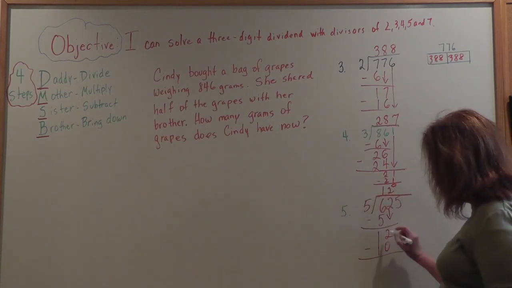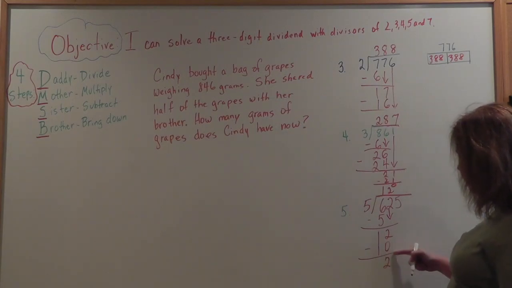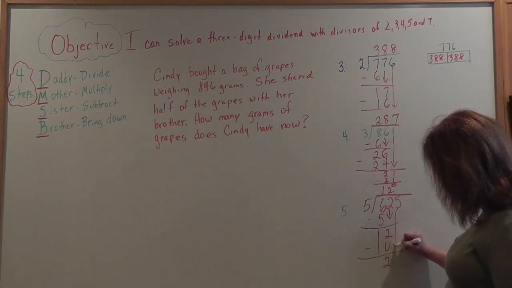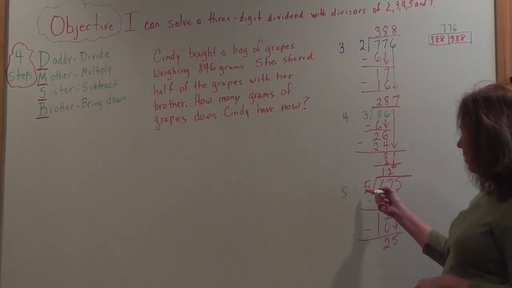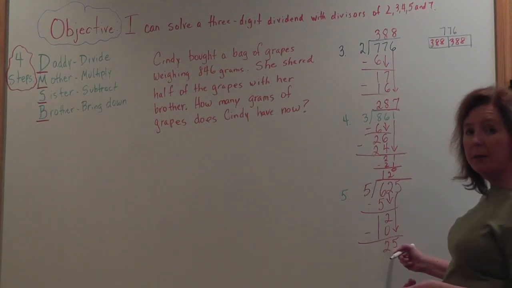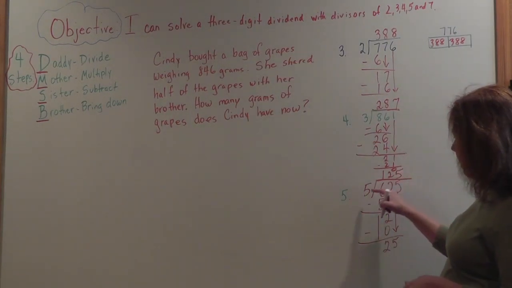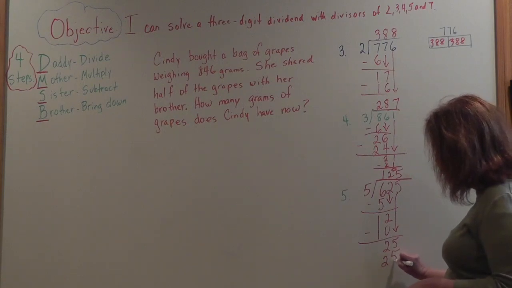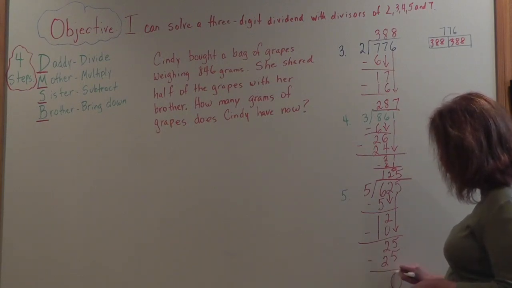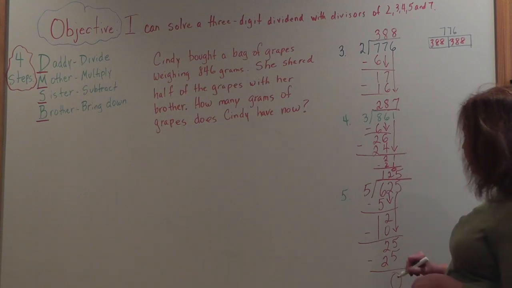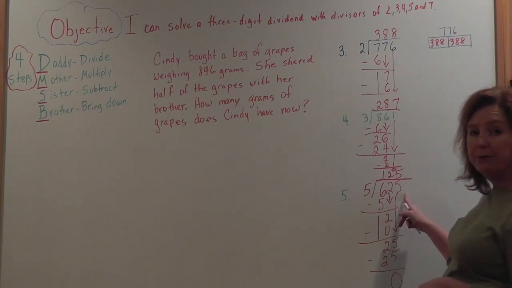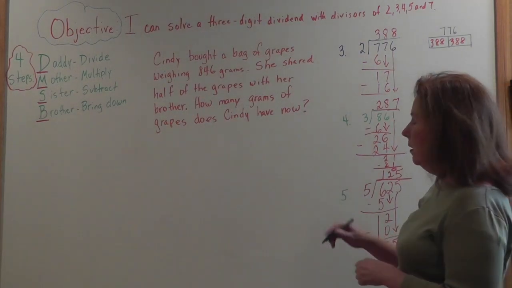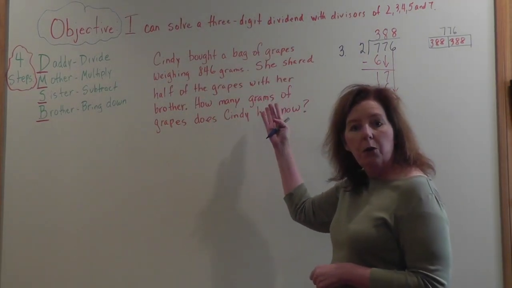So I subtract. This is 2. Now I'll bring down my 5. Now I have 25. So 5 can go into 25 5 times. 5 times 5 is 25. Subtract. I have no remainder. Okay? And then to check my work, I would go 125 times 5, and I should get 625. So it should match. Okay, now I'm going to do a word problem.